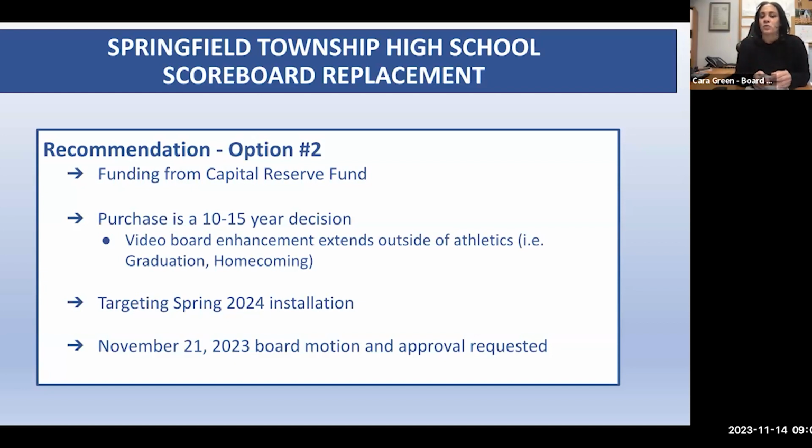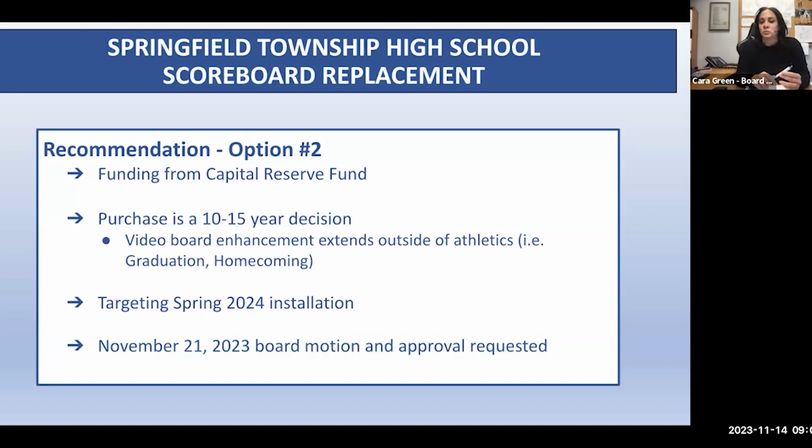We think the video board enhancement extends outside of athletics. During graduation, which we hold in the stadium, the names can be scrolled. We can use it for different things to scroll to students and other features on it. It can be used for homecoming as well. So it does go outside of athletics, and this is not just for athletic use.